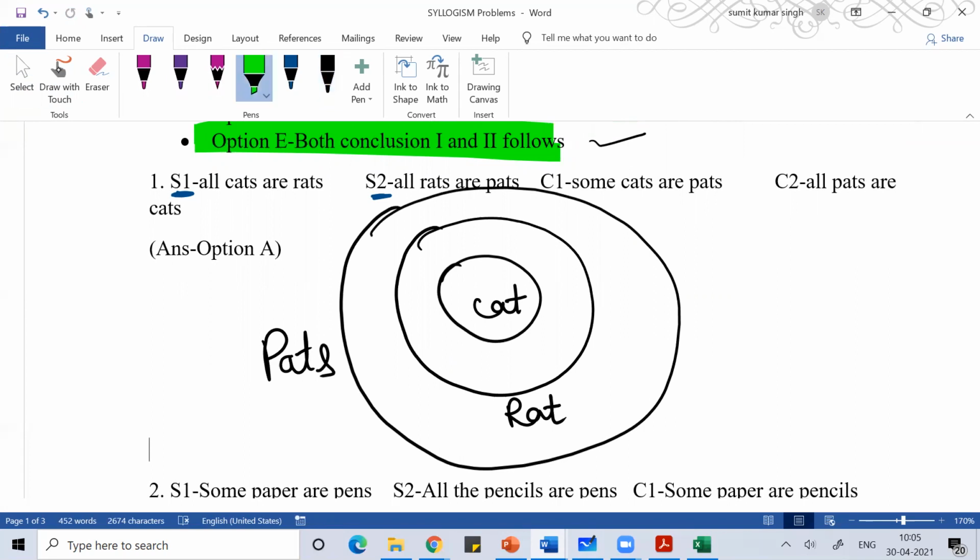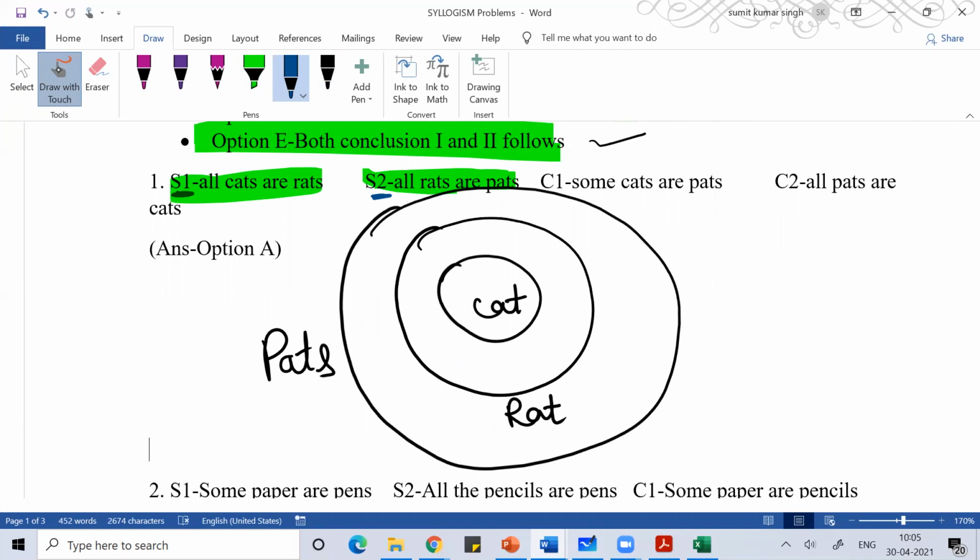Two statements are given. All cats are rats, and all rats are pets. I've drawn the diagram. Then what is conclusion one? I need to see whether both conclusions are correct or only one is, and based on that I will choose option A, B, C, or D.